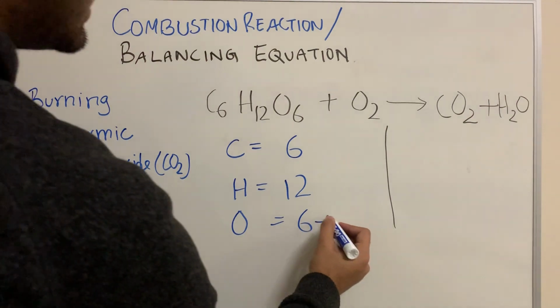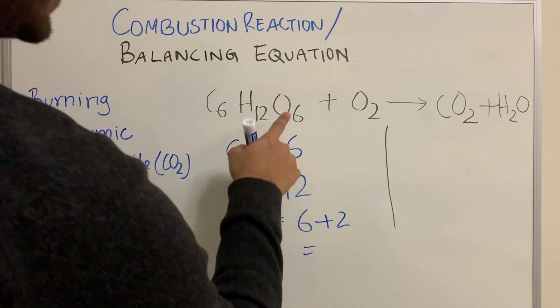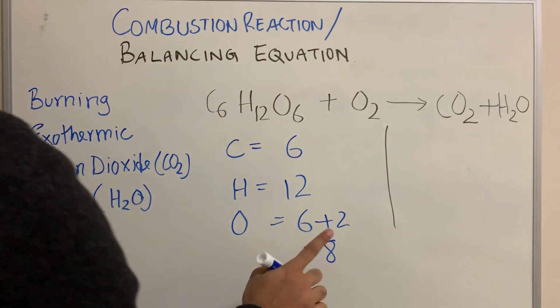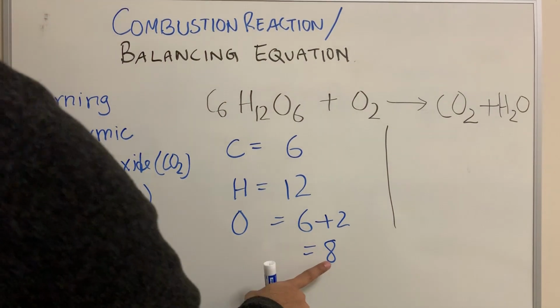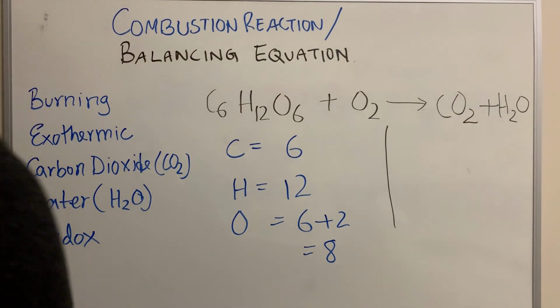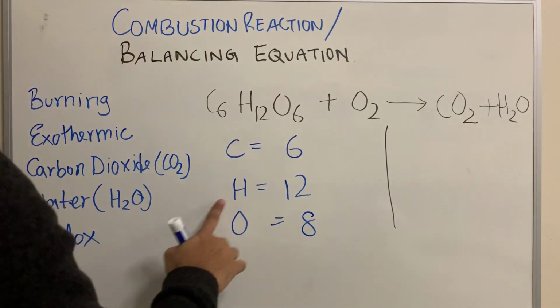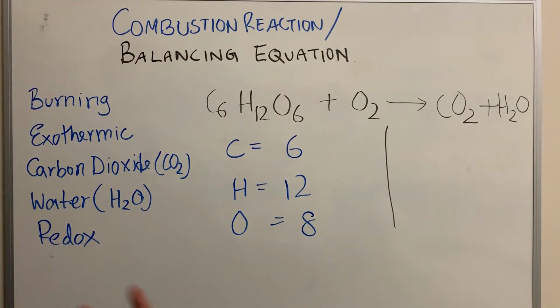So we add this to this. So 6O6 plus O2, 6 plus 2 gives you 8. So you have 8 oxygen atoms on the left-hand side. Let's write the 8 down here. So you have 6 carbons, 12 hydrogens, and 8 oxygens in total.